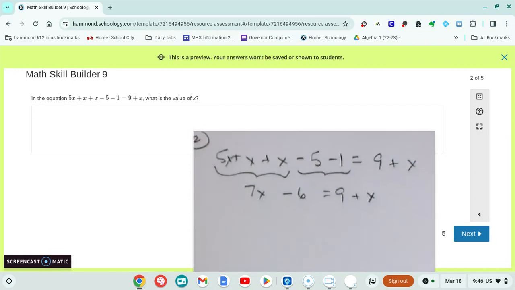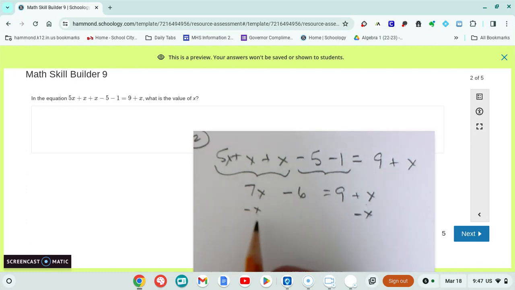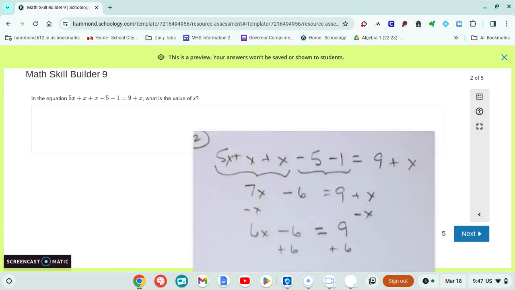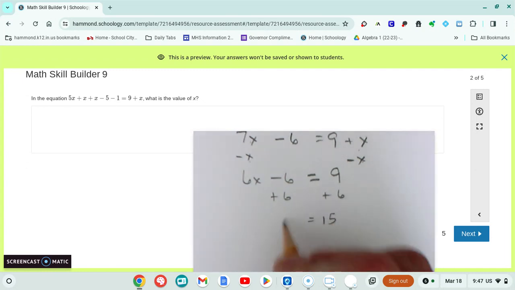Right? So now we've got an equation that has variables on both sides. We're going to pick one or the other of the variable terms to eliminate. Doesn't matter which one, right? And we're going to use inverse operations to do it. Traditionally, we pick the one that's less as far as coefficients. 1x is less than 7x, so I'm going to subtract 1x because that undoes addition of 1x. So 7x minus x is 6x minus 6 equals 9. So 9 and 6 makes 15.